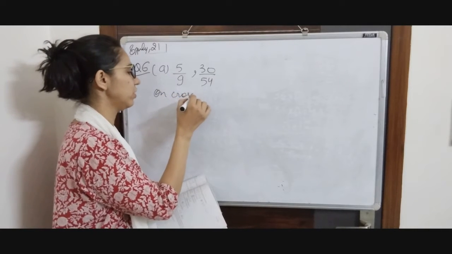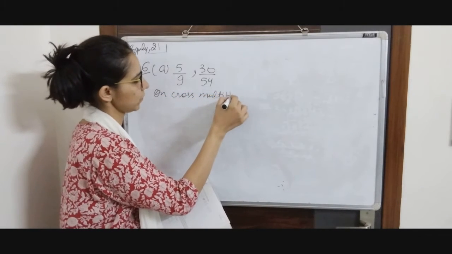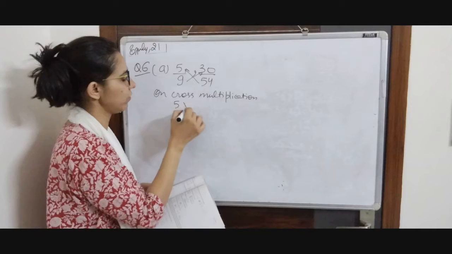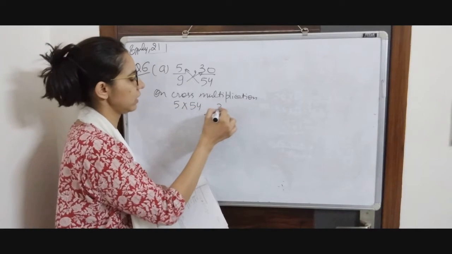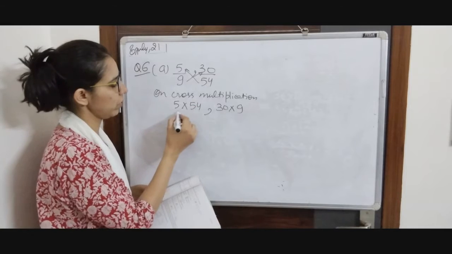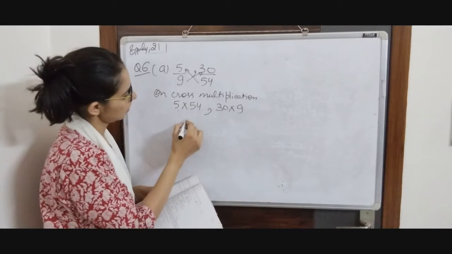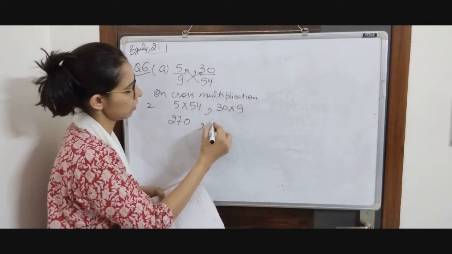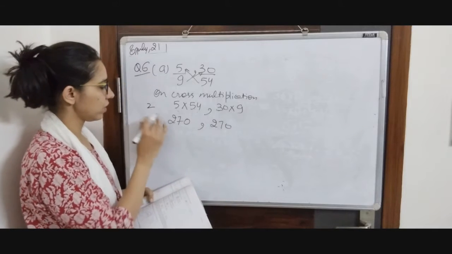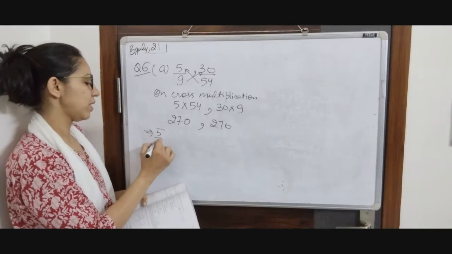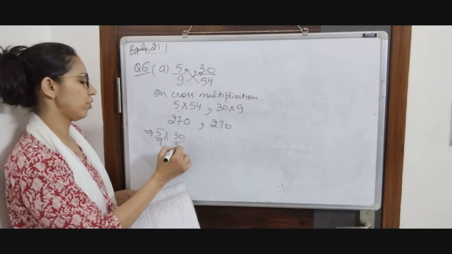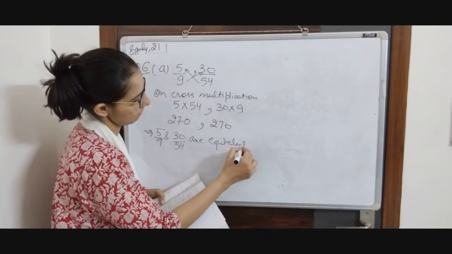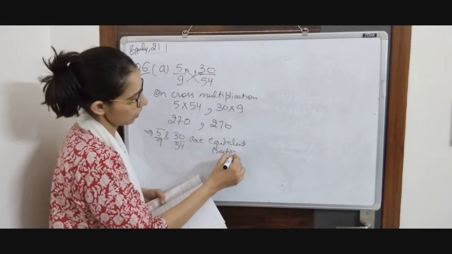On cross multiplication, okay, this will be multiplied like this. So 5 into 54, 30 into 9. So this is going to be 270 and this is going to be 270. Both are same implies 5 by 9 and 30 by 54 are equivalent fractions. Okay.